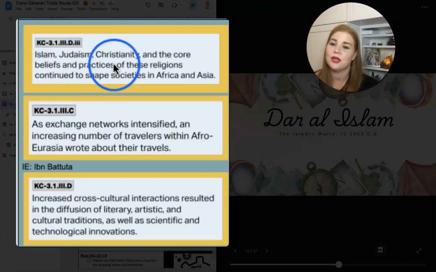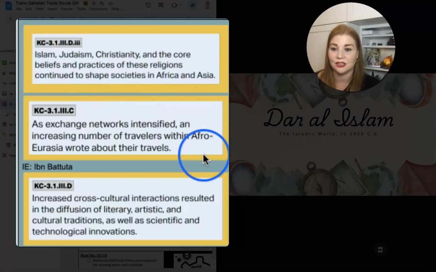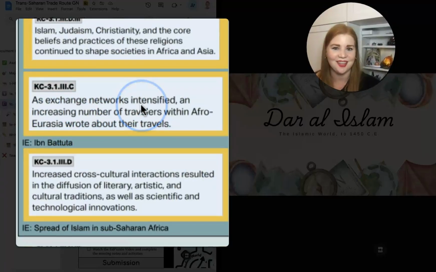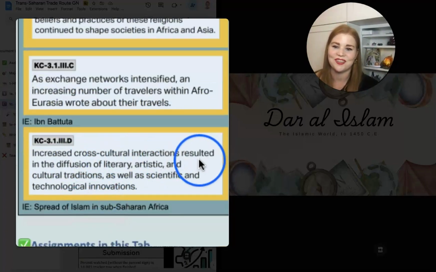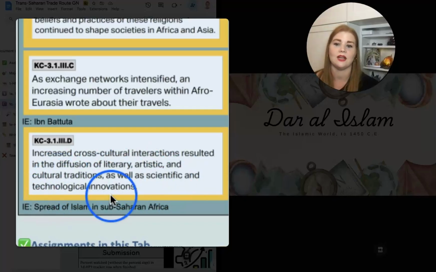and we have 3 major standards from the College Board: Islam, Judaism, Christianity, and the core beliefs and practices of these religions continued to shape societies in Africa and Asia. As exchange networks, like the Trans-Saharan trade route, increased, an increasing number of travelers within Afro-Eurasia wrote about their travels. Specific to this lesson is Ibn Battuta. Increased cross-cultural interactions resulted in the diffusion of literary, artistic, and cultural traditions, as well as scientific and technological innovations.